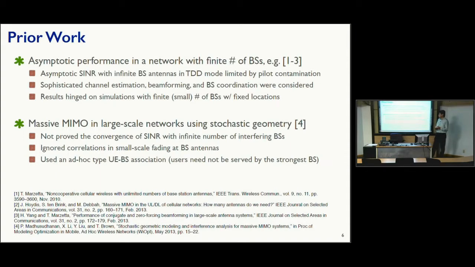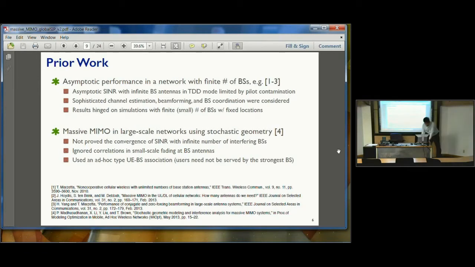Also, in this paper, he assumed an i.i.d. fading channel, which ignores the spatial correlation between different base station antennas. And to simplify analysis, in paper 4, he also assumed an ad hoc type UE and base station association, which ignores the Voronoi-style structure in cellular networks.